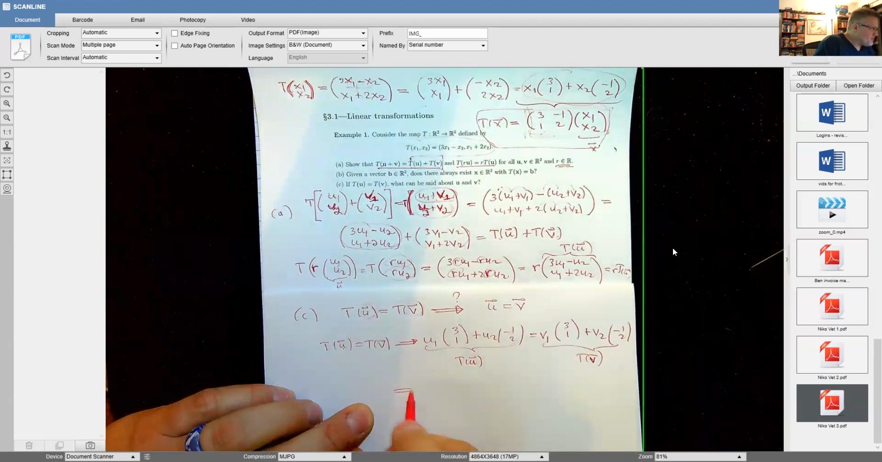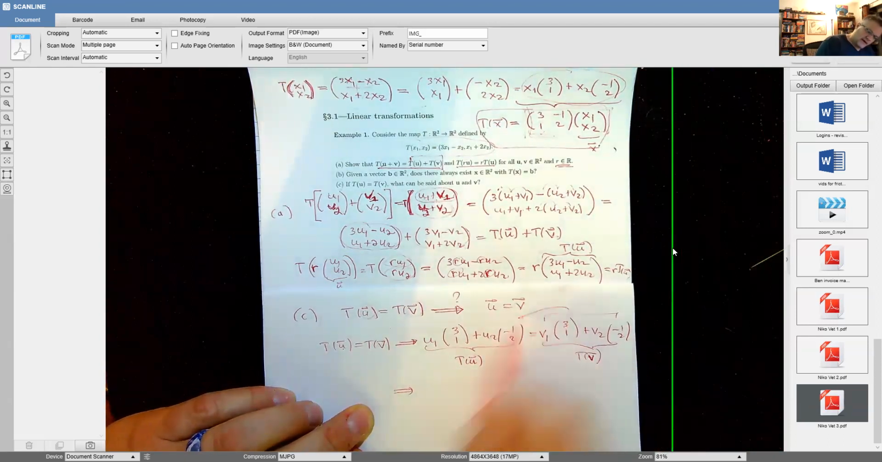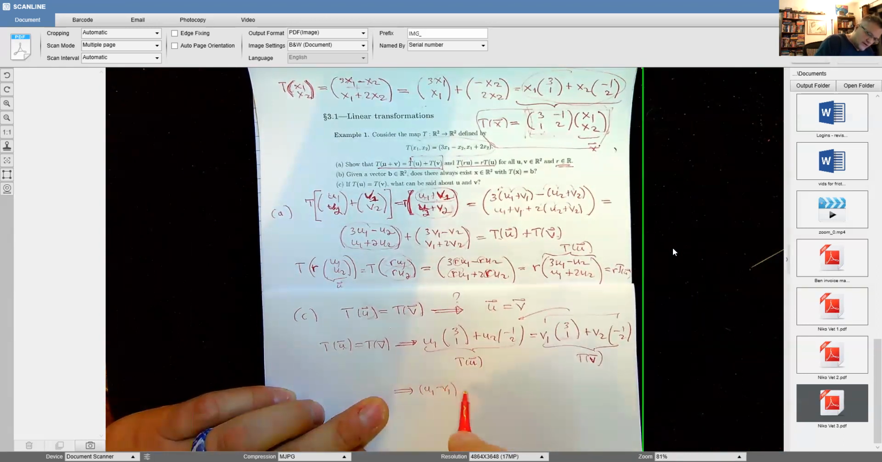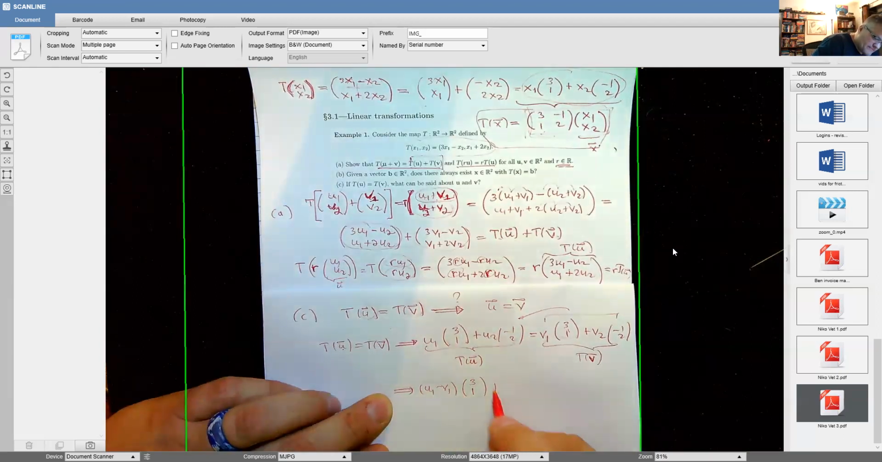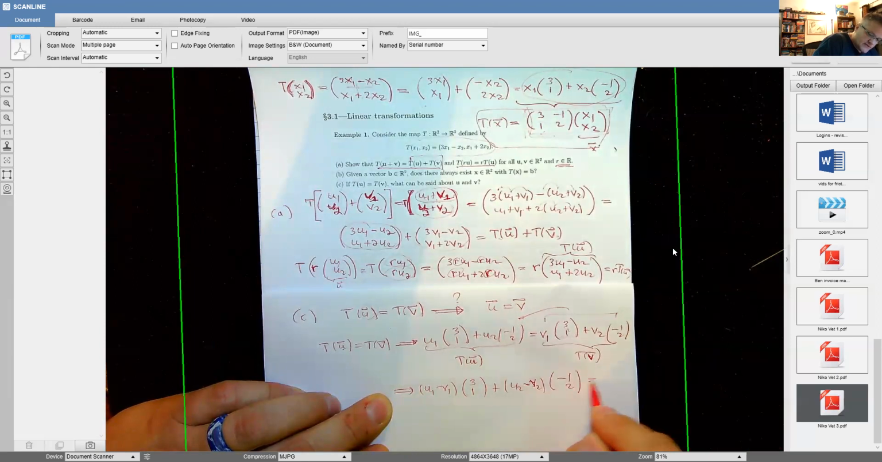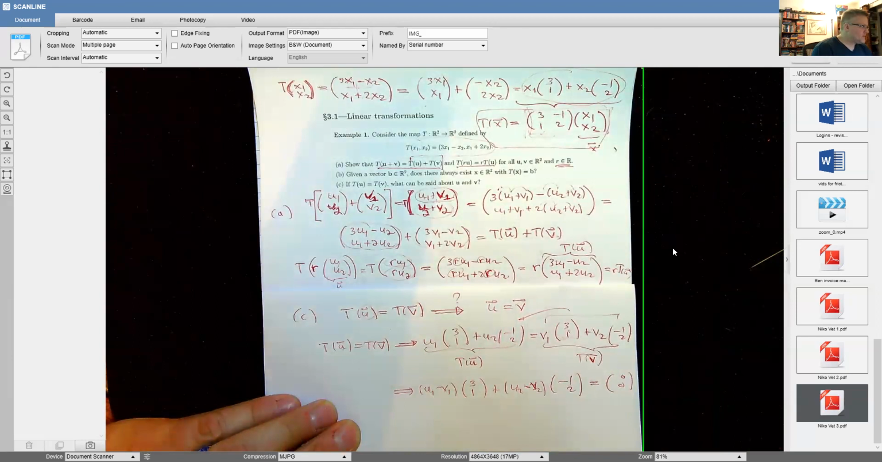Let's bring everything to one side. I'm going to bring these guys to the left and combine them based on the vector. So I'll have U1 minus V1 times this vector, because they have the same vector in common, I can factor it out. And then plus U2 minus V2 times (-1, 2). And that's the 0 vector, because I pulled everything to the left.